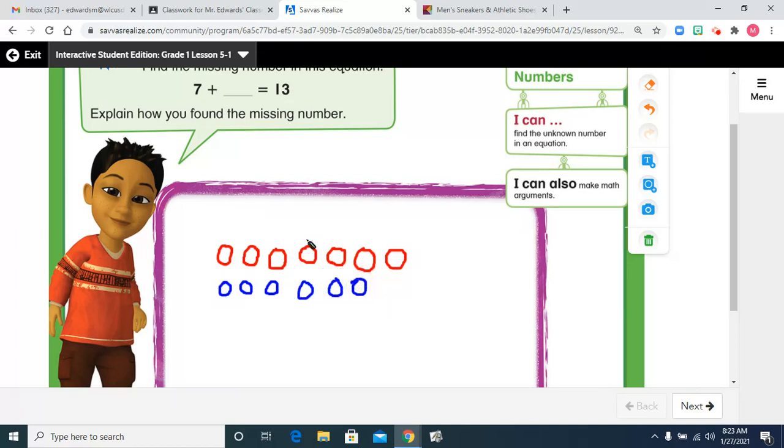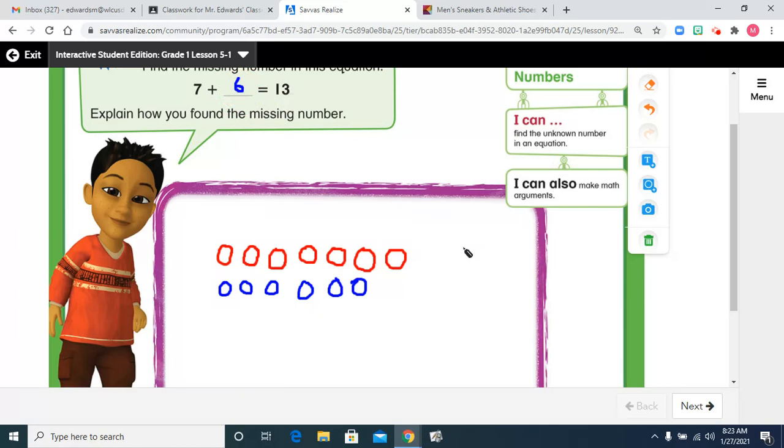So now we have 13 total. Now we just have to figure out how many more we have to add to get to 13. Well, here's our 7 we started with. Now let's count the blue ones, or the ones underneath these circles, to figure out what the missing add-in is. So there are 1, 2, 3, 4, 5, 6. So now we know that 7 plus 6 more equals 13 in all.